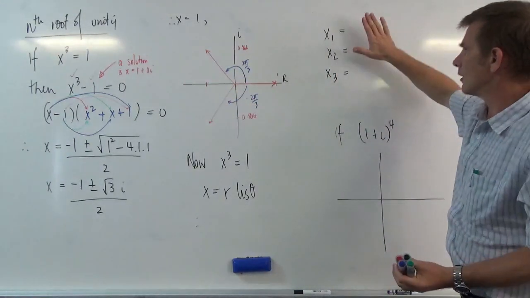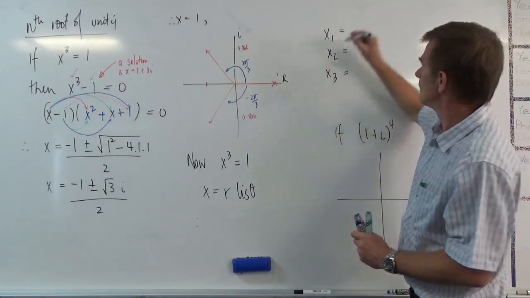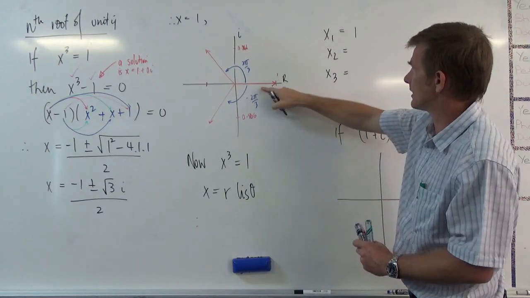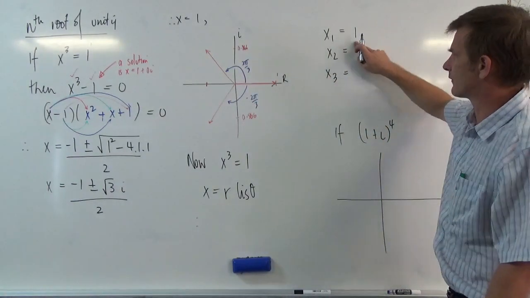Okay? So now I want to write these as r cis theta. Now this one is going to be 1. Call this as x1. Normally they're termed as z1, z2, z3, but x1 is fine.